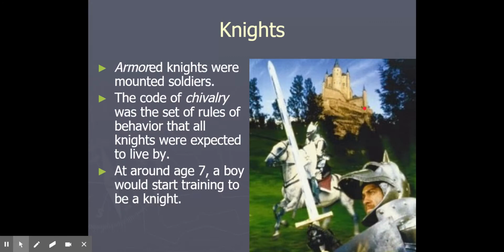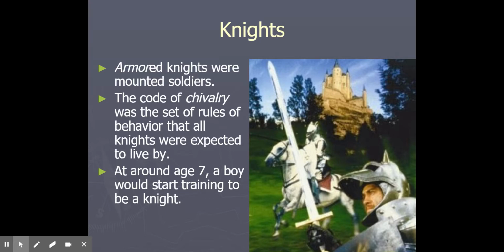Knights, of course, are armored soldiers. Mounted armored soldiers. Mounted means that you ride a horse. Right? So they also had rules that they had to live by. The code of chivalry. Chivalry is that knights are supposed to be pure of heart, that they're supposed to be good, that they are supposed to treat people who are not as important as them with kindness, and those weaker people, you should not mistreat them, and you shouldn't beat them up and that kind of thing.